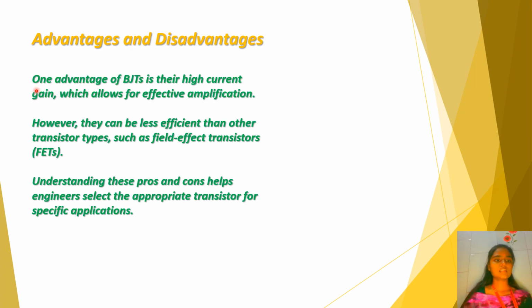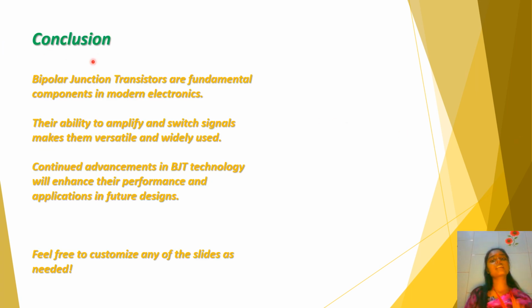Advantages and disadvantages. One advantage of BJTs is their high current gain, which allows for effective amplification. However, they can be less efficient than other transistor types such as field effect transistors. Understanding these pros and cons helps engineers select the appropriate transistor for specific applications. Conclusion: bipolar junction transistors are fundamental components in modern electronics. Their ability to amplify and switch signals makes them versatile and widely used. Continued advancements in BJT technology will enhance their performance and applications in future designs.